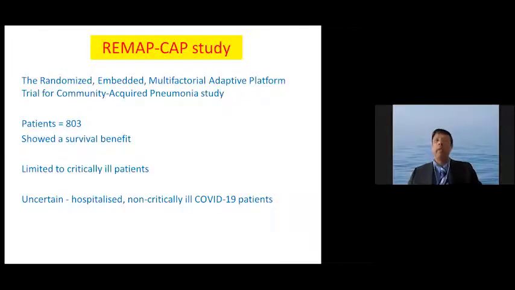However, there were two important studies that came after that. That is the REMAP-CAP study. It's a mnemonic for a long name of study for community-acquired pneumonia. 803 patients were included, and it showed a survival benefit, that is, reduced death. This study was limited to critically ill patients, and following this study, we were still uncertain whether it would be beneficial in hospitalized, non-critically ill COVID-19 patients.